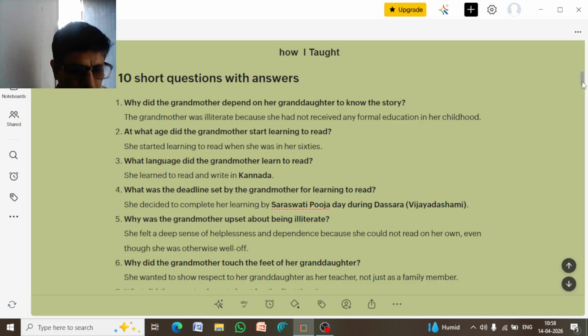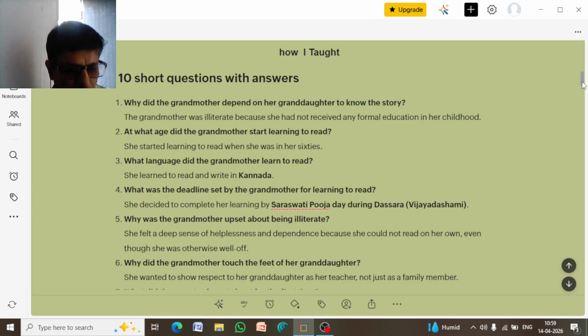Question 3. What language did the grandmother learn to read? Answer. She learned to read and write in Kannada. Number 4. What was the deadline set by the grandmother for learning to read? Answer. She decided to complete her learning by Saraswati Puja day during Dussehra or Vijayadashami.